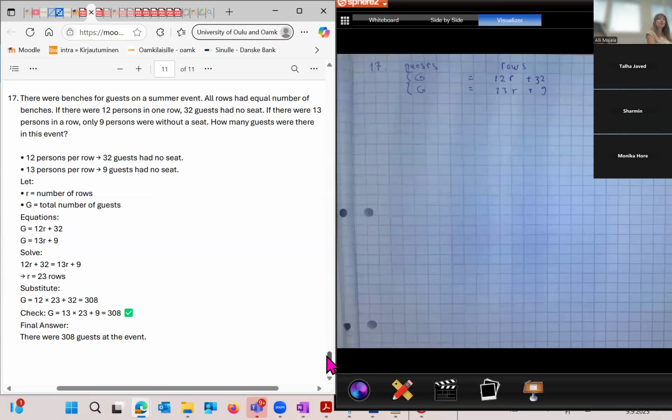System of equations. In Finnish, it would be yhtälöpari. So it would be called like a pair of equations.